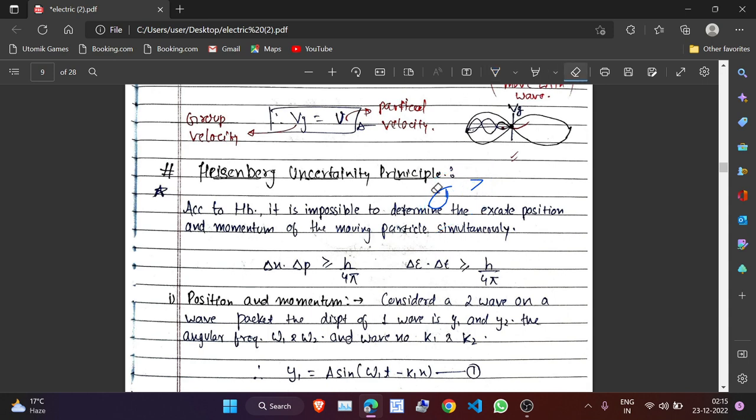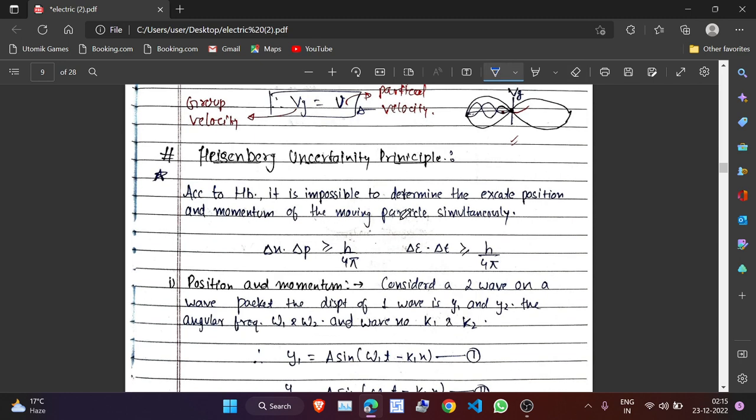So what does it mean? It says that delta x dot delta p is greater than or equal to h upon 4 pi. Here delta x is change in position, delta p is change in momentum, and h is Planck's constant. There was a scientist called Max Planck, and his name is on Planck's constant. h upon 4 pi, where 4 pi acts as a constant.